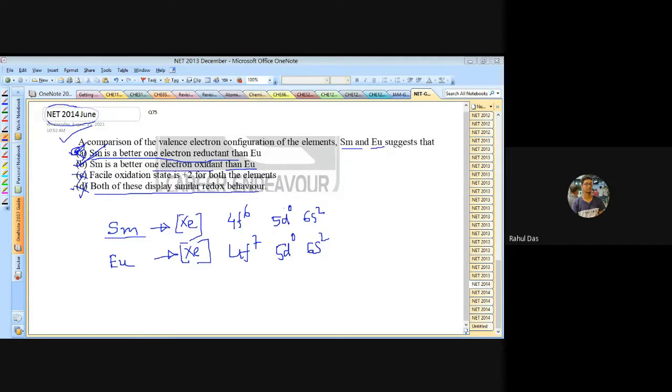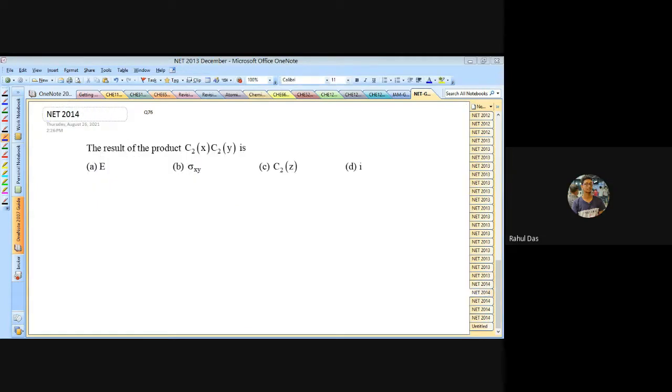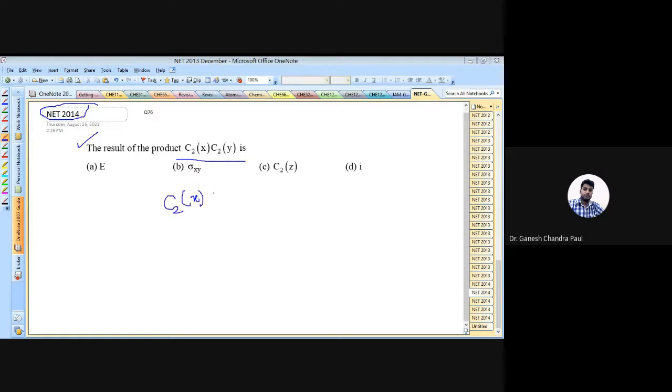Okay. So that question came from the symmetry part. The result of the product C2x into C2y equals what? For a 4 marks question. C2x into C2y, you may remember it was taught in class, equals what?